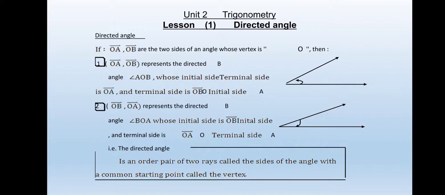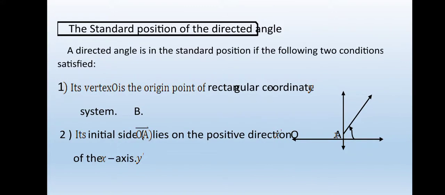Number 2, if the ordered pair OB and OA represents the directed angle BOA, its initial side is OB and terminal side is OA. Note that an ordered pair of two rays, called the sides of the angle, has a common starting point called the vertex.